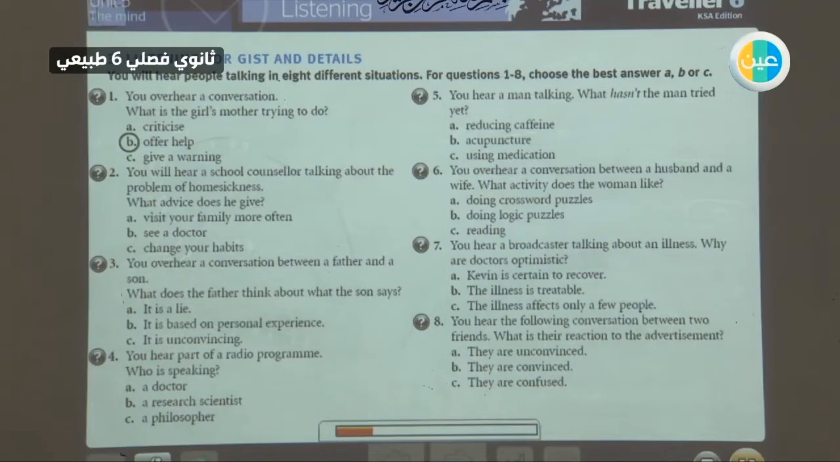2. You will hear a school counselor talking about the problem of homesickness. What advice does he give? A. Visit your family more often. B. See a doctor. C. Change your habits.